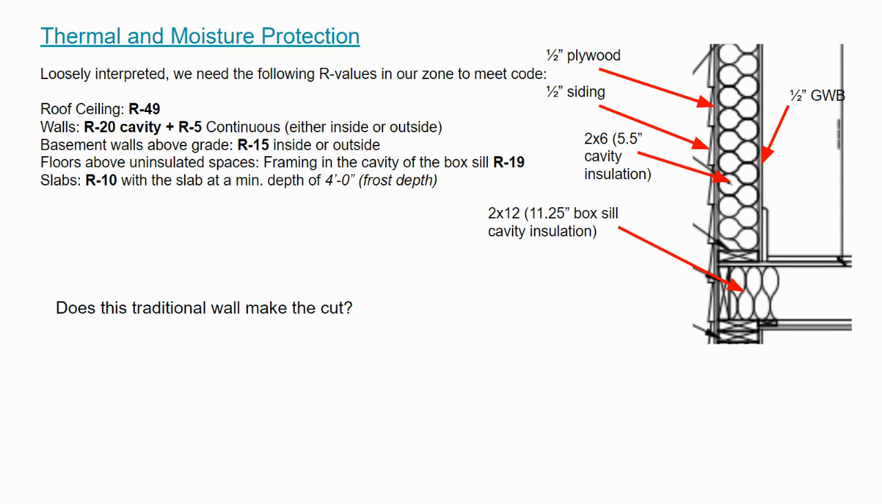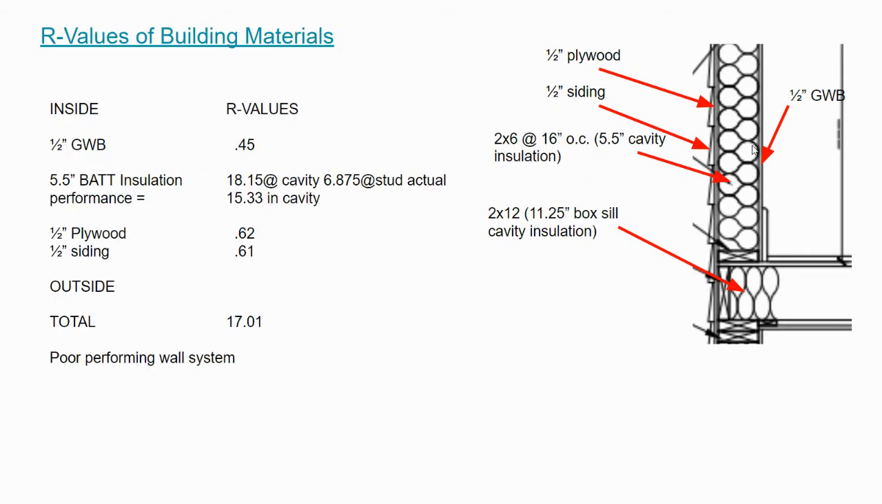So in this section view, we have the layers: 1/2-inch gypsum wallboard. We have insulation in the cavity that's 5.5 inches deep. That's the 2x6, an actual 5.5 inches. And then we have a 1/2 inch of plywood, and then approximately 1/2 inch siding. So that's the layers that we have in our wall system. Let's see what it gives us.